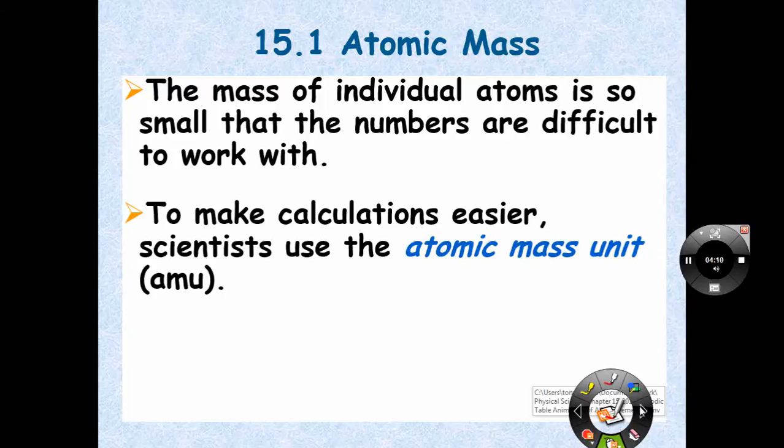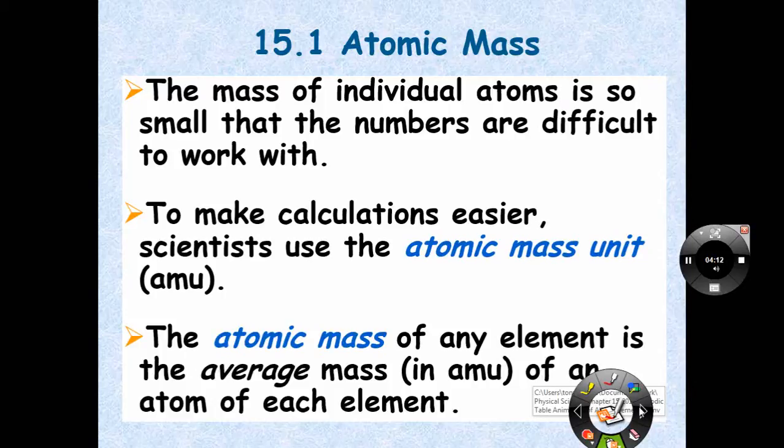Atomic mass. The mass of the individual atom is also small. The numbers are difficult to work with. To make these calculations easier, we've come up with something new called an atomic mass unit. The atomic mass of any element is the average mass of an atom of the element.